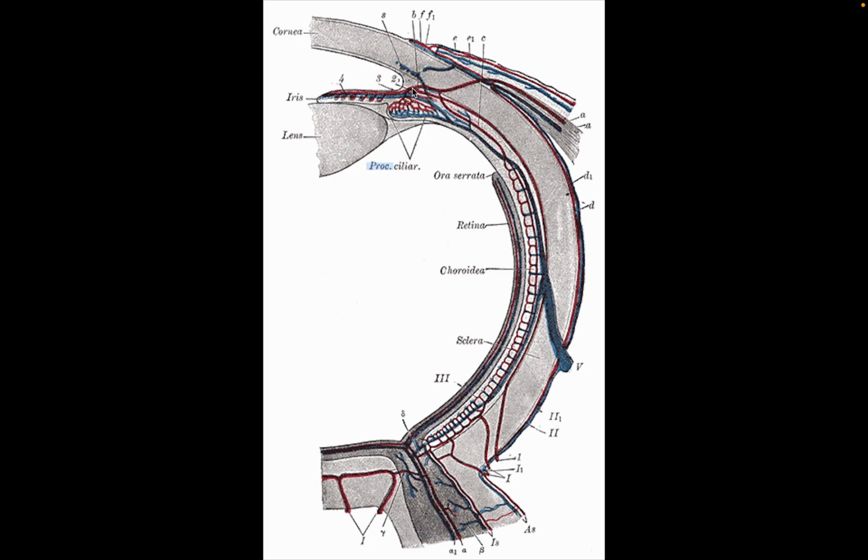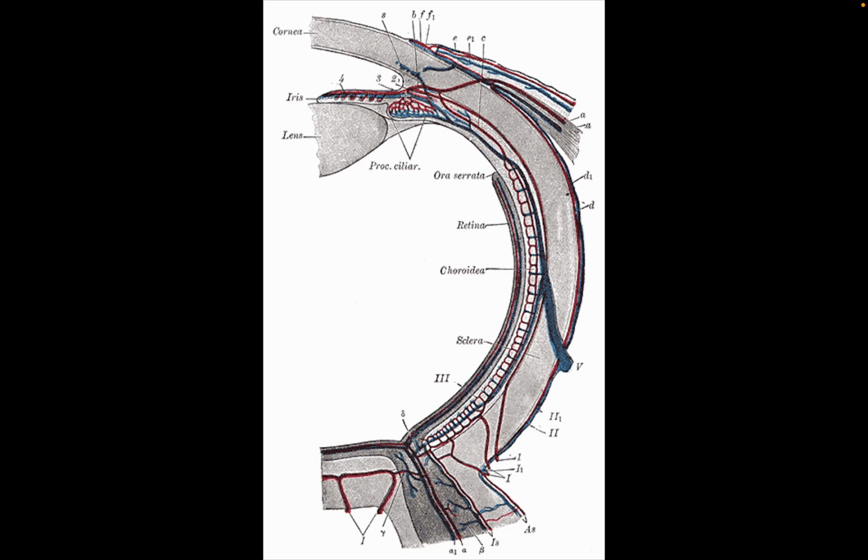These two arteries, the long posterior ciliary artery and the anterior ciliary artery, together nourish the iris and the ciliary body. So the long posterior ciliary artery and the anterior ciliary artery create an anastomosis here and nourish the iris and the ciliary body.